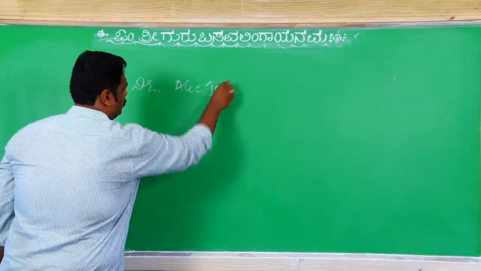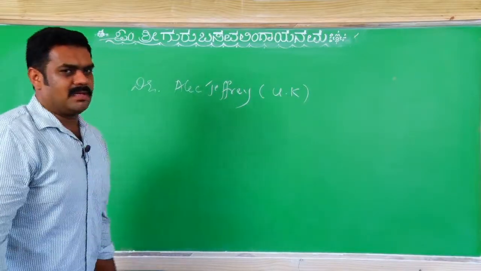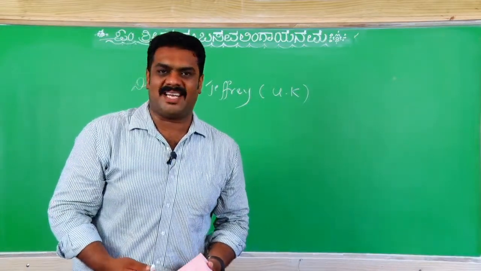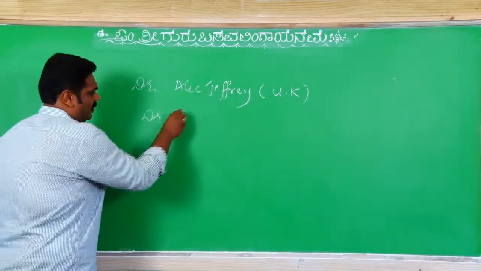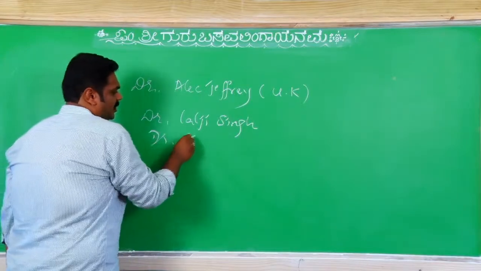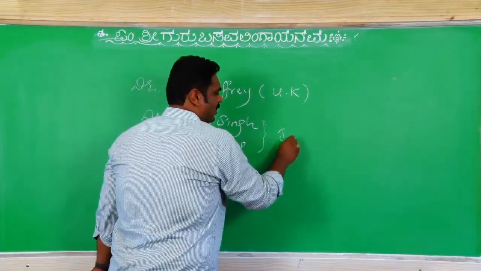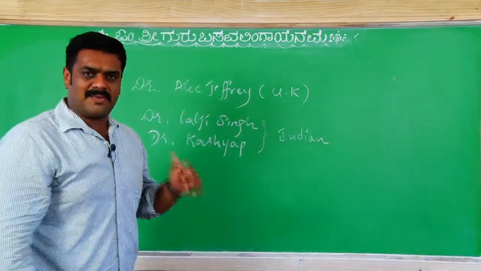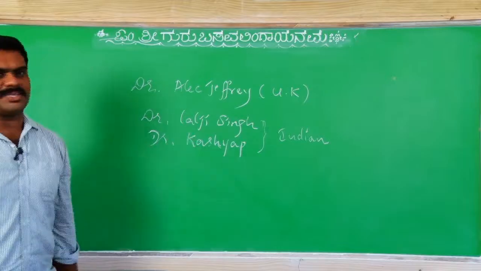Alec Jeffreys, a person from the UK, was the first to resolve these problems of forensic science and bring out the details of DNA fingerprinting. He was the one who discovered the fingerprinting technology. But we have Dr. Lalji Singh and Dr. Kashyap, both Indian scientists, who did this fingerprinting in India for the first time.